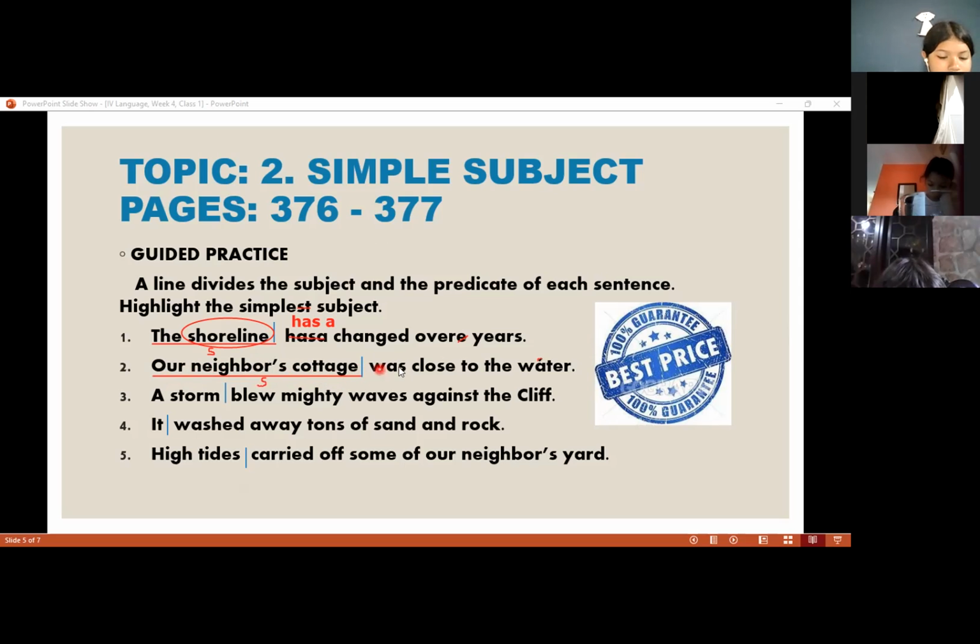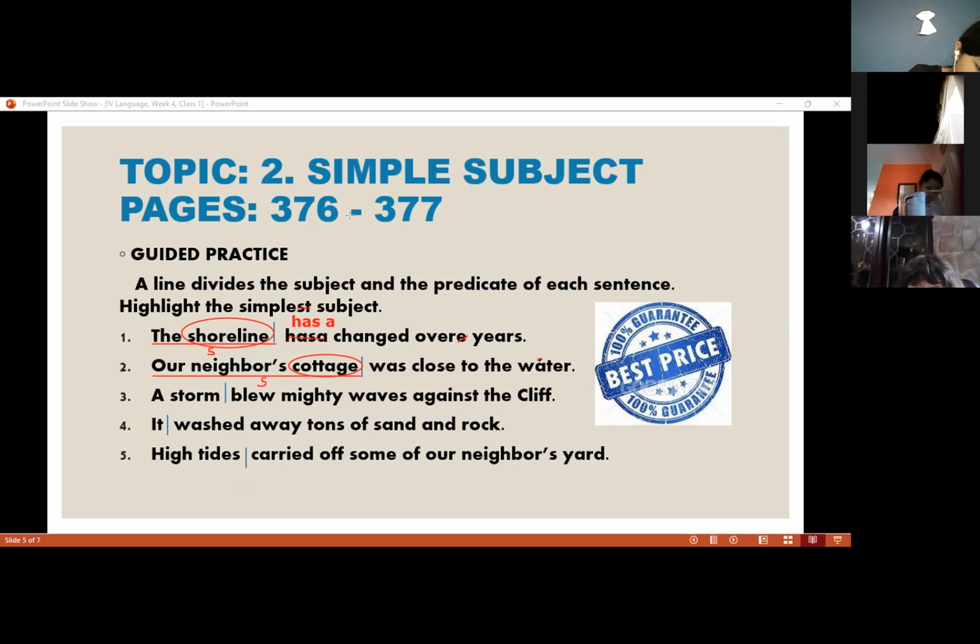Our neighbor's cottage was close to the water. What is the subject? The cottage is the simple subject. Why? Because this is the same as saying the cottage of my neighbor. The cottage of our neighbor was close to the water.